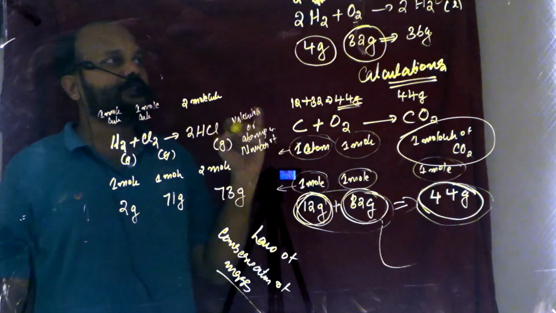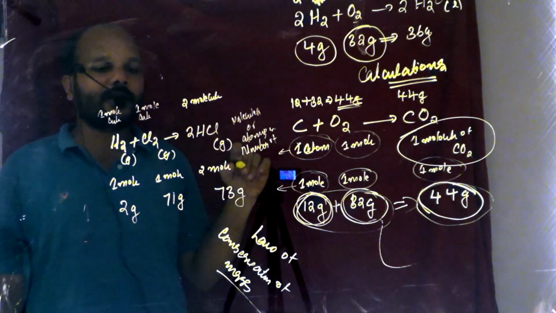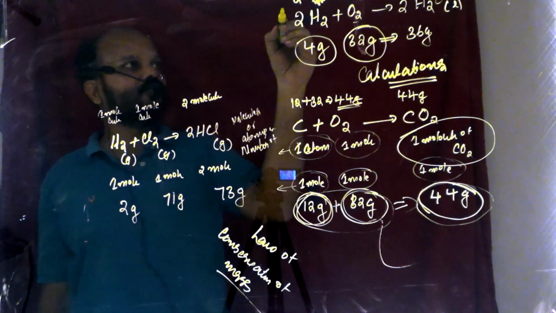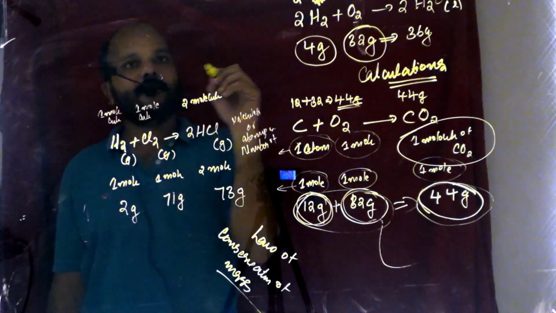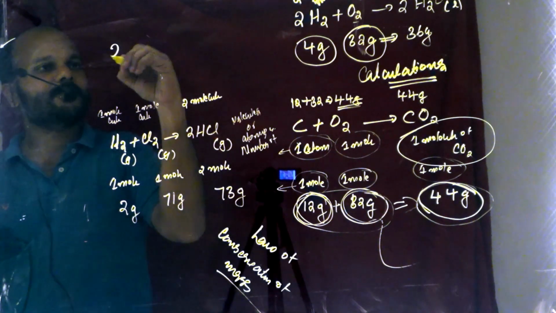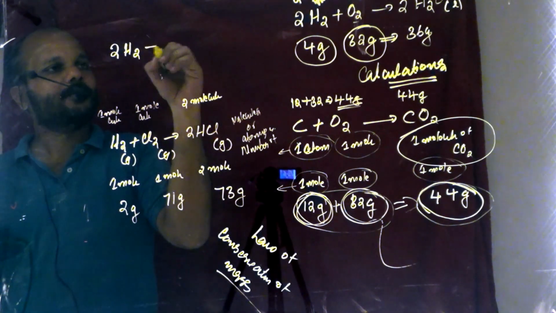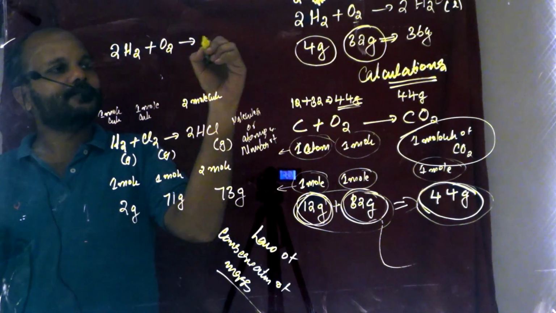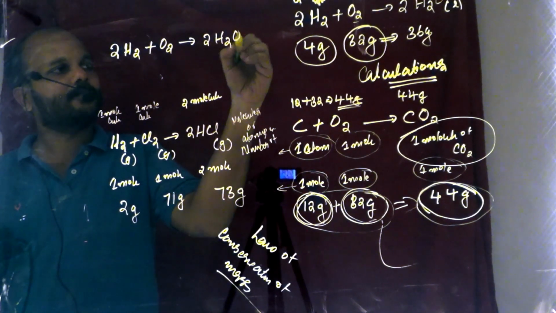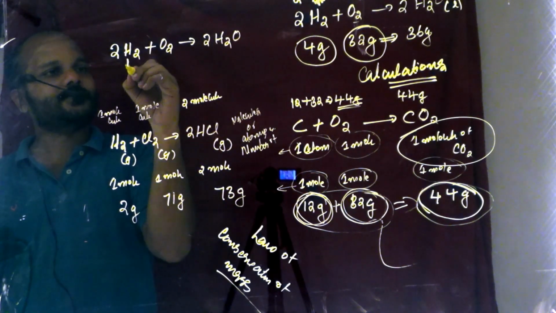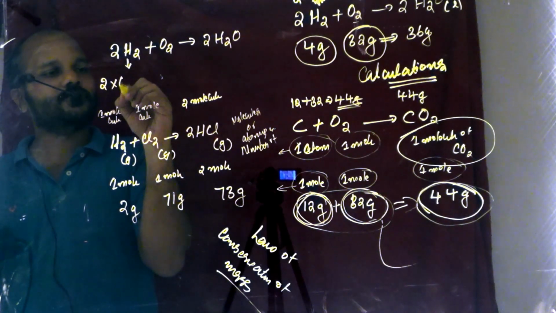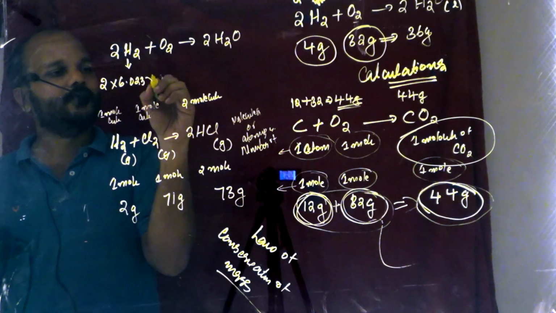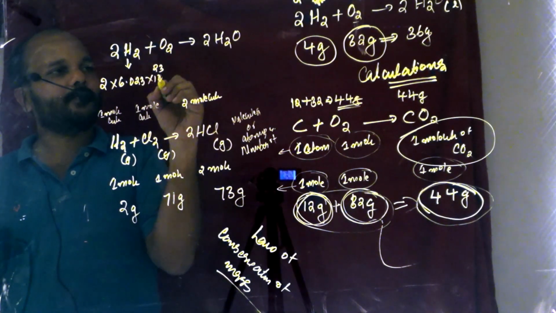Okay, and there is again one more relation we can say. See, here it is 2 moles, right? So 2 moles, that means I will write the equation here: 2H2 + O2 gives 2H2O. Okay, so here this is 2 moles, so that is actually 2 into 6.023 into 10 raised to 23 number of particles.